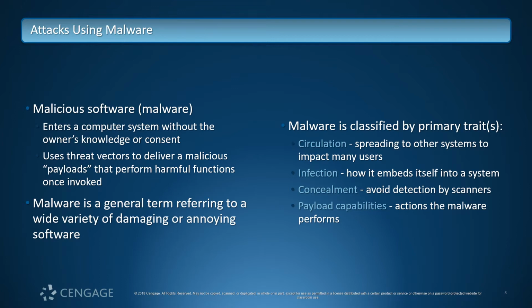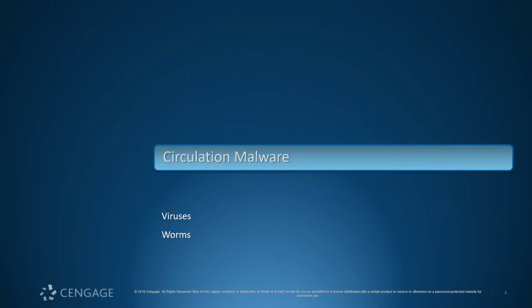Malware is often classified by four primary traits: circulation, infection, concealment, and payload capability. Circulation is spreading into other systems to impact a number of users. Infection is the method of embedding. Concealment is how we avoid detection by scanners. And payload capabilities are the different actions the malware performs once it has been downloaded and is, as we said, invoked. So when we talk about circulation malware, we've got two primary candidates: viruses and worms.